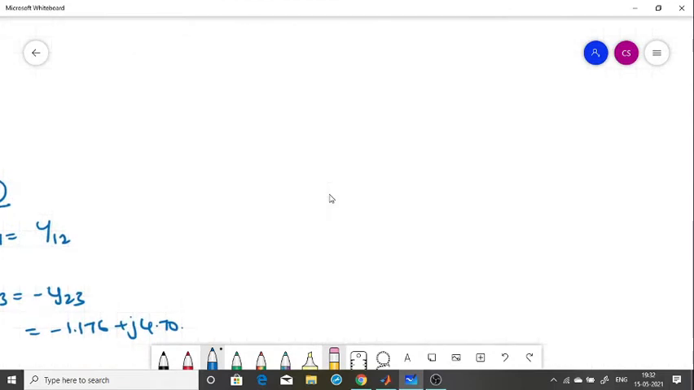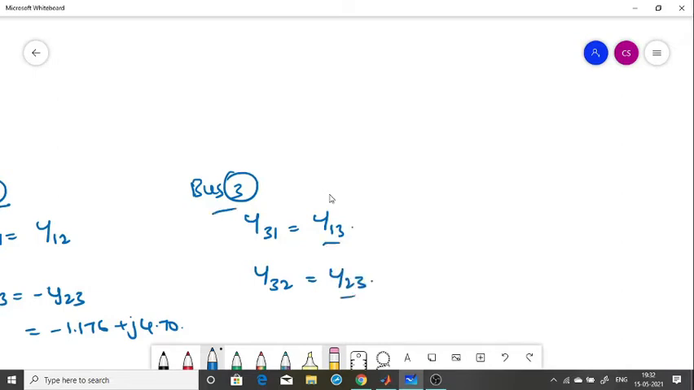Similarly, calculate the elements under bus number 3. So under bus 3, capital Y31 is nothing but capital Y13 itself. Both are the same. Sorry, we need to write 3 first: capital Y32 is nothing but capital Y23. So all these values we already know from the previous calculations.